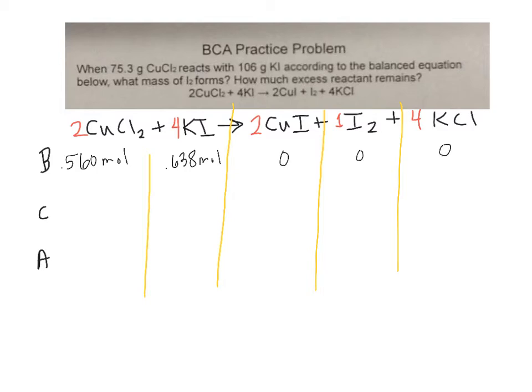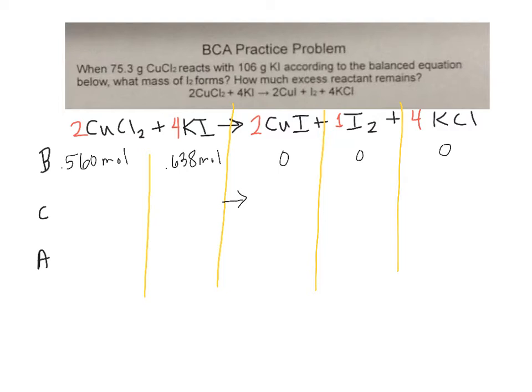Okay, now we're ready to look at the change that's going to take place. Of course, this reaction is going to run to the right. And this is where the numbers in red, the coefficients of the balanced equation, become important, because you're going to react in, say, a 2 to 4 ratio for the copper 2 chloride compared to the potassium iodide. So what we're going to use here are those numbers.